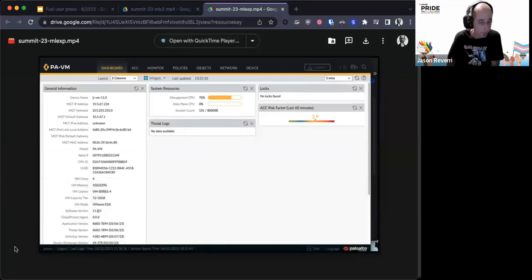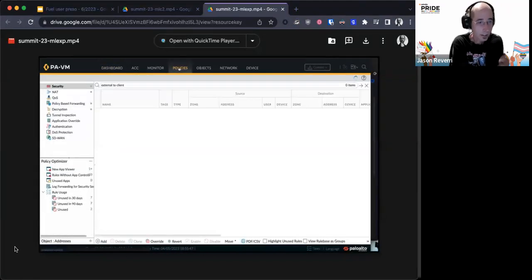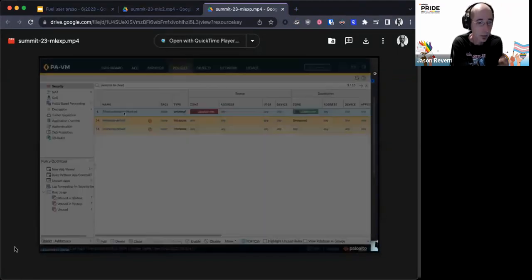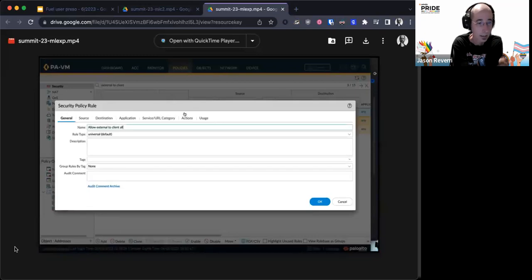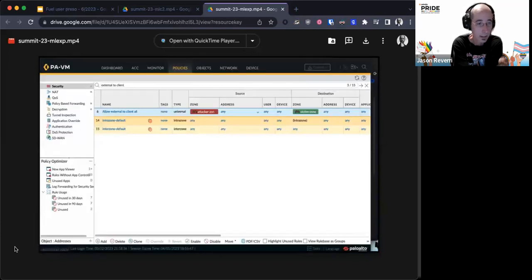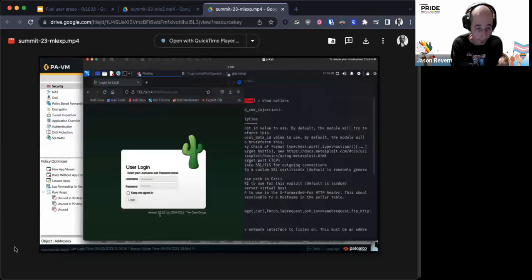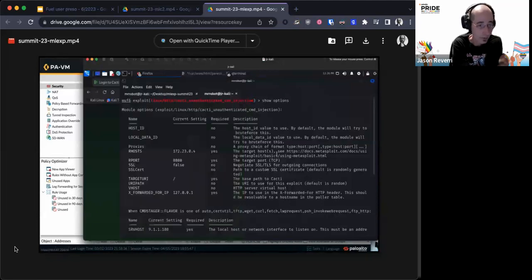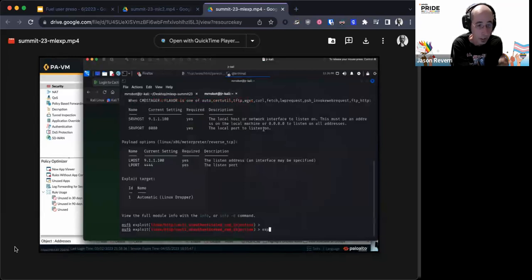Again, PAN-OS 11.0. Looking at our security policy, as I mentioned, we're going to start with a policy that does not include ATP's inline cloud analysis. So we have vulnerability protection, but the inline cloud analysis engine is not enabled. Switch over to Kali. We see here we've fingerprinted a Cacti server that has a vulnerable version.